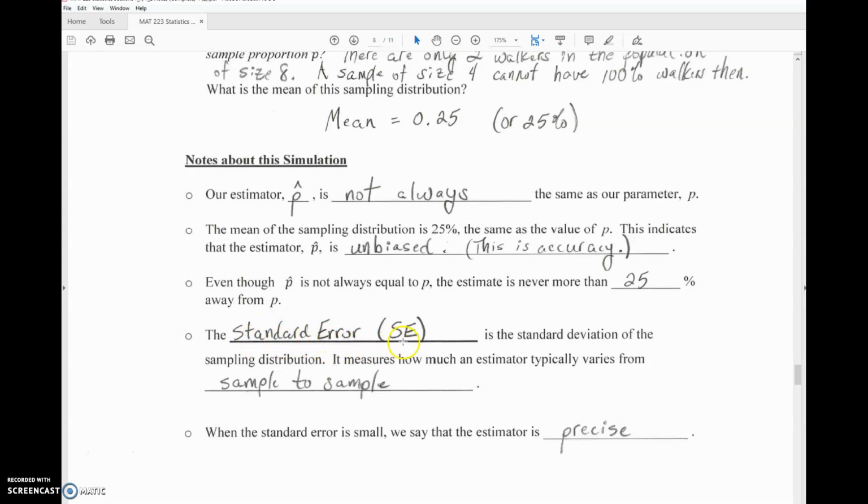Now the standard error is another term that we're going to use. When we talk about the standard deviation of the sampling distribution, the words that I will use are standard error. But don't get confused by that. It's just the standard deviation of what is known as the sampling distribution. It measures how much an estimator typically varies from sample to sample. When the standard error is small, we say that the estimator is precise, and then we would have both accuracy and precision.